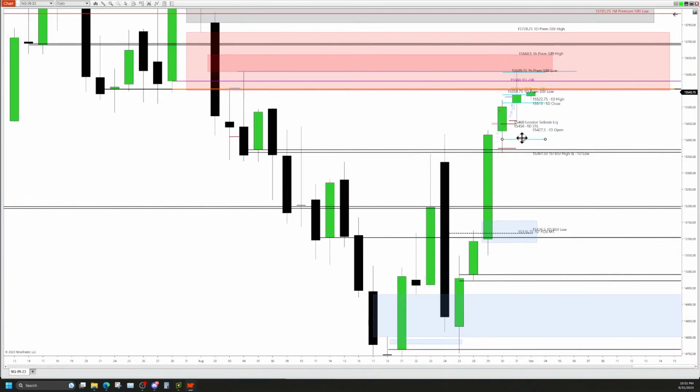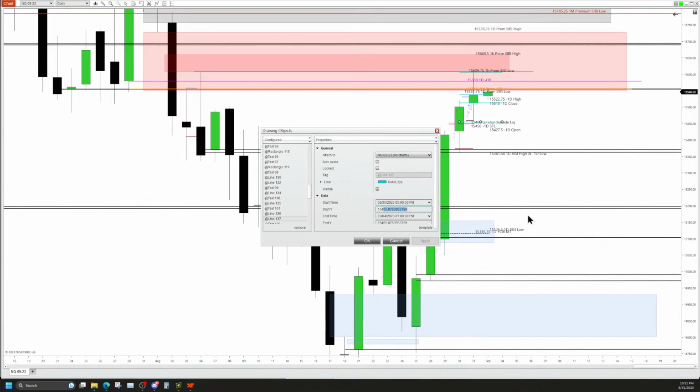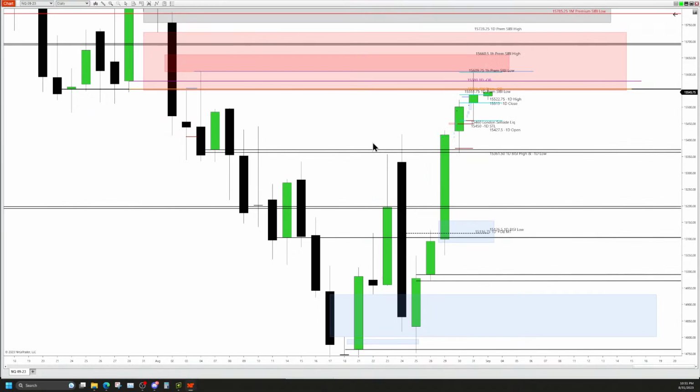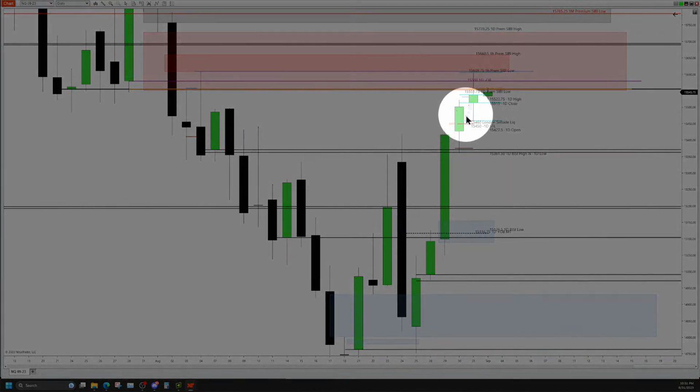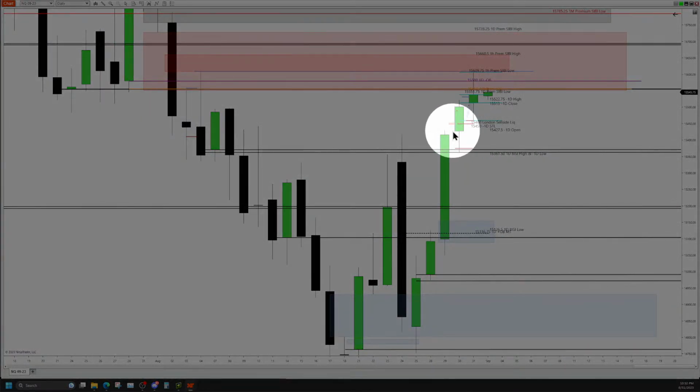And then the close is somewhere, or the low is somewhere in 15,460. So these are important levels to look at from the previous day, and the reason why I say that is, the previous day's open, high, low, and close. Or maybe it's better to say open, low, high, and then close on a bullish day.